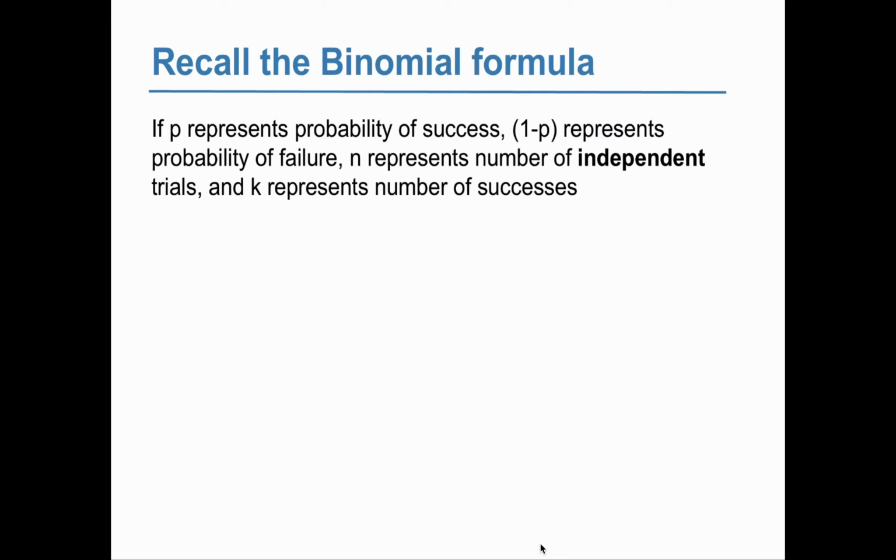So from our binomial formula, if P is the probability of success, 1 minus P represents the probability of failure, N represents the number of independent trials, and K represents the number of successes. So our binomial formula is N choose K times P to the K times 1 minus P to the N minus K.